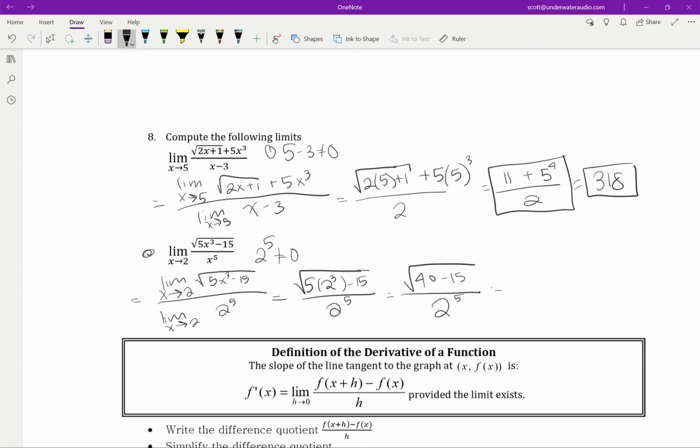Look at that, it is 25. Okay, square root of 25 is 5. And then 2 to the 5th is 32. Boom.